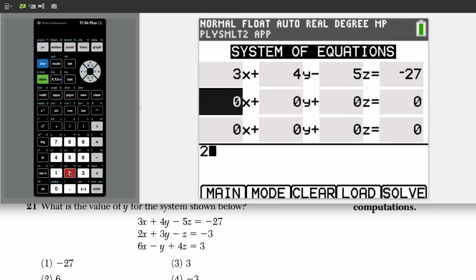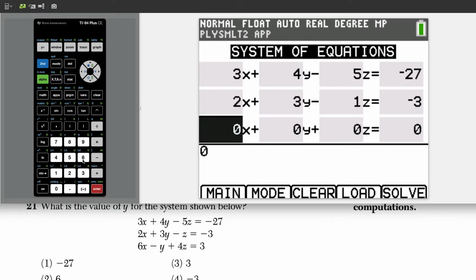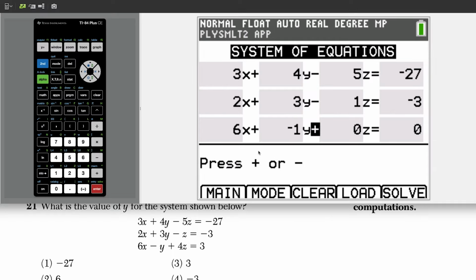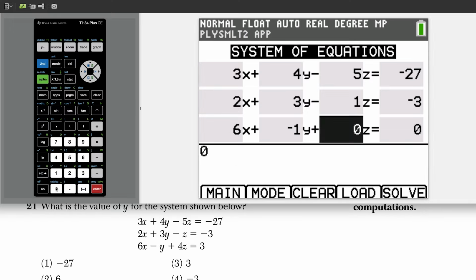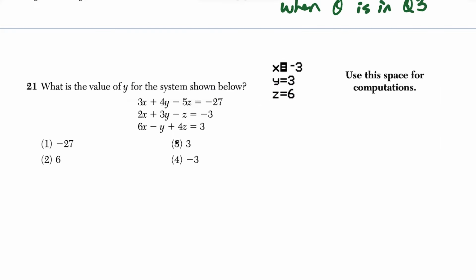It's a very common thing that students mix those up, and then the calculator freaks out. So now the second equation is 2x plus, I press enter, 3y, and then minus z, I'm just going to put a 1 in front. This equals -3. For the last equation, we have 6x. I could leave this as plus and make my coefficient -1, or you could just make that subtraction. Then I have plus 4z, and this one equals 3. Then you just press graph and it'll solve. So just using calculator magic, we get choice 3. The y value here is equal to 3.